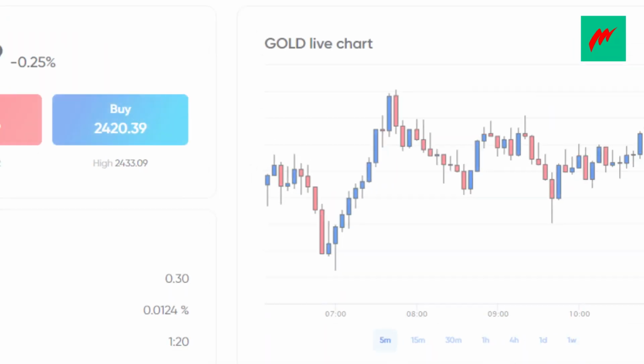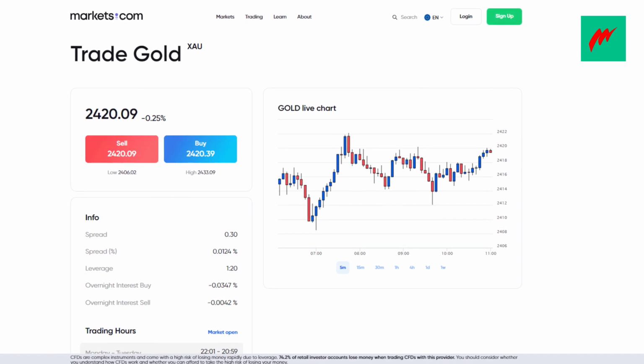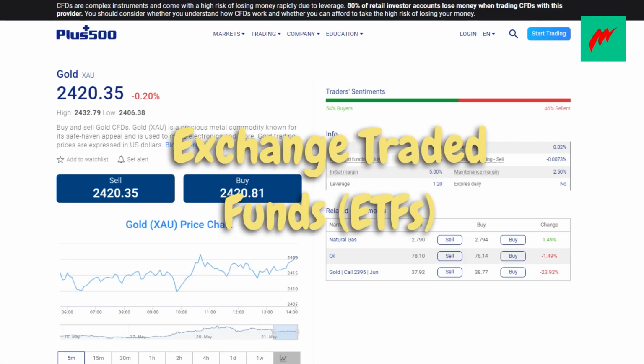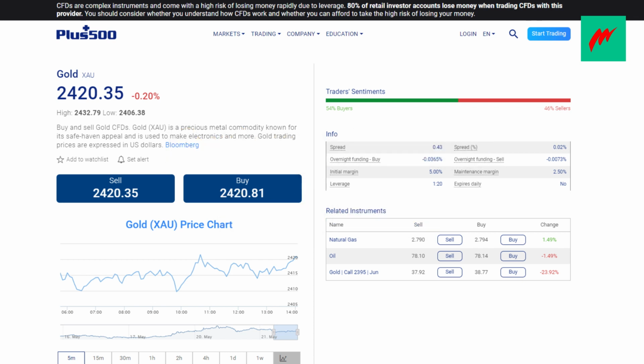Almost all Forex CFD brokers offer gold as an instrument to trade. Look out for its 3-letter code, XAU. XAU is often used to denote the price of gold or gold-related financial instruments, such as gold futures contracts or exchange-traded funds, ETFs, that track the price of gold.